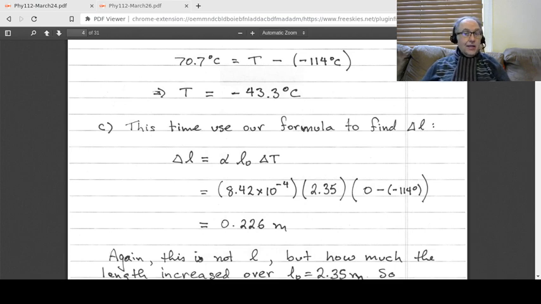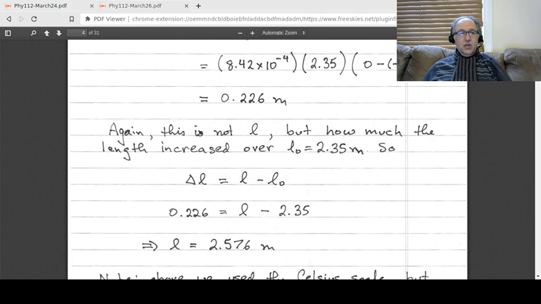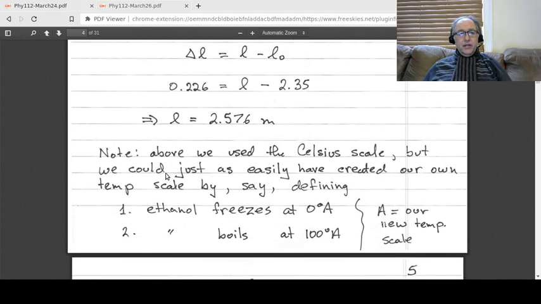Again, that is not the length of the bar. That's how much the bar expanded. That's your delta L, how much the bar expanded over the reference length of 2.35. So just like the story with the delta T, we have the same situation here, and I note that very carefully. So we have that delta L is L minus L naught. So 0.226 is equal to L minus 2.35. Basically that gives us our answer that the bar would have a length of 2.576 meters. And so that answers the problem.